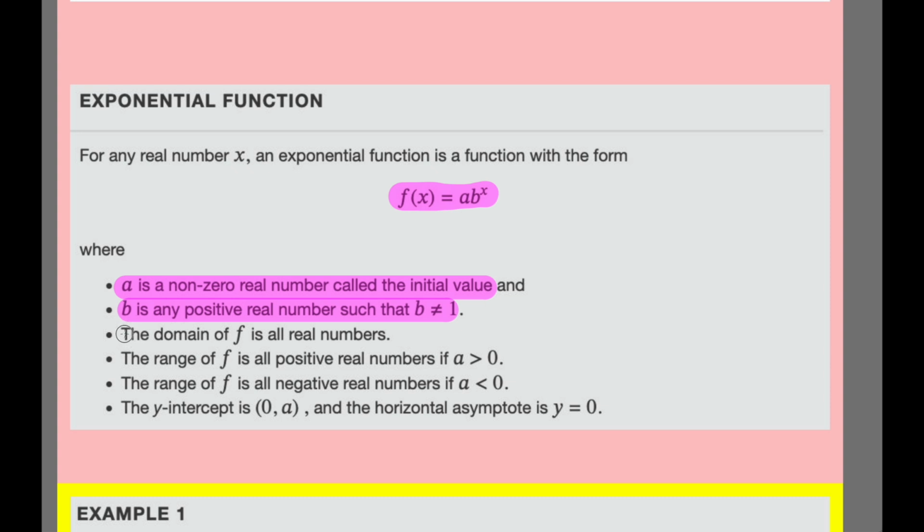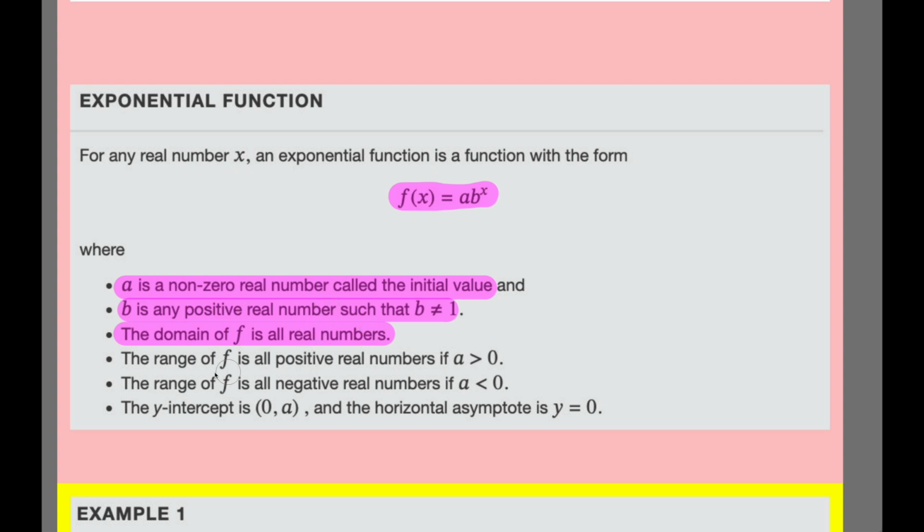The domain is whatever you can plug into a function and get a y value out. In this case, you can plug any number in for x for an exponential function, and you will always get a value out. Therefore, it is a function. It passes the vertical line test. It's a function.